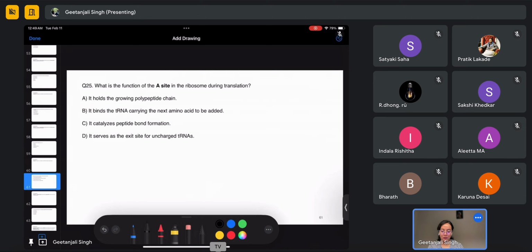Next question. What is the function of A site in the ribosome during translation? A. It holds the growing polypeptide chain. B. It binds tRNA carrying the next amino acid to be added. C. It catalyzes peptide bond formation. D. It serves as the exit site of uncharged tRNAs.